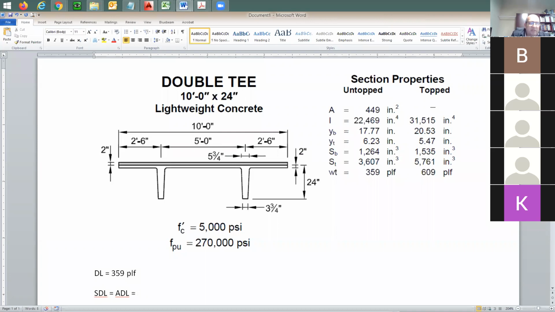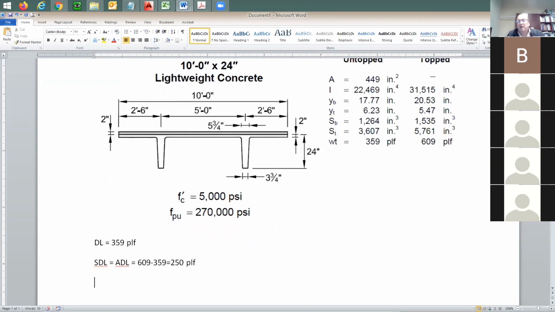How much is this additional dead load? I'm going to say 609 minus 359. How much is this? Can someone help? 250. Yeah, 250 pounds per linear foot. I guess now you know how to find the superimposed dead load.